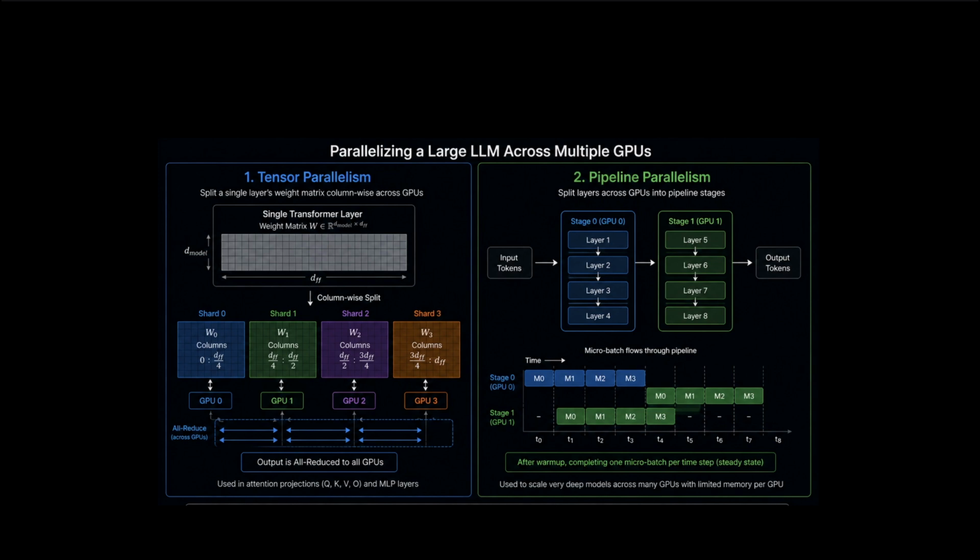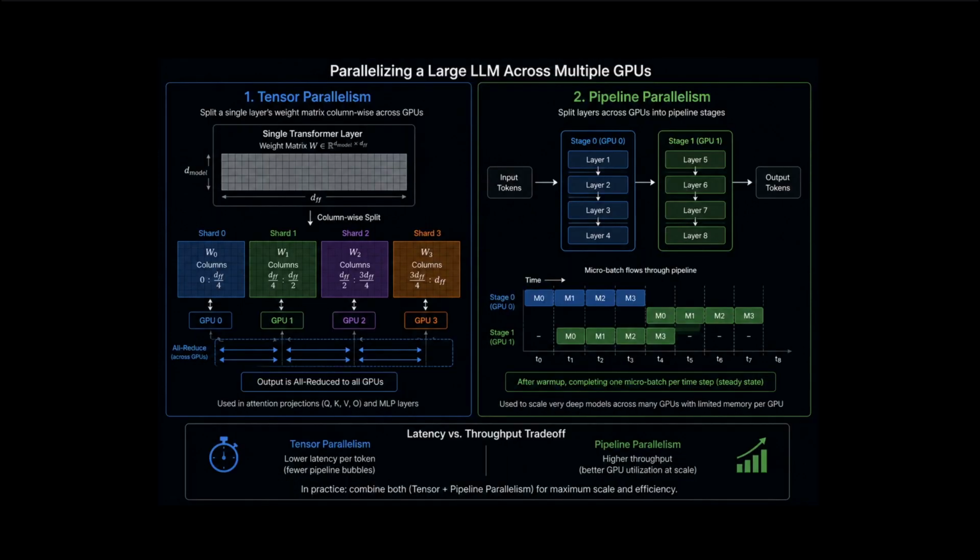Now, what if the model is just too big to fit on a single GPU, even with the process of quantization? This is where model parallelism comes in, and there are two main flavors for this. Tensor parallelism splits individual layers across multiple GPUs. That is, you literally cut the weight matrix in half and put each half on a different GPU, then synchronize everything during computation. This is fast but requires high bandwidth interconnects between GPUs.